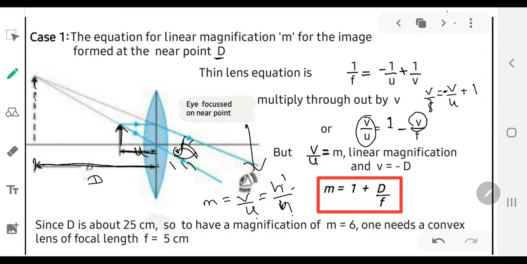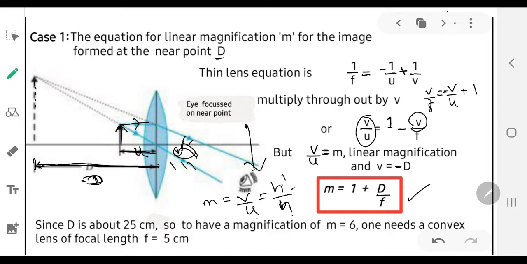What about v, the image distance? The image is formed at a distance of capital D, so v is equal to D. What about the sign convention? This is the direction of the incident ray and our measurement is opposite to the direction of the incident ray, so D is minus. Substitute v is equal to minus D, and we get plus D. So m is 1 plus D by f, the magnification formula for the simple microscope when the image is formed at a distance of capital D.